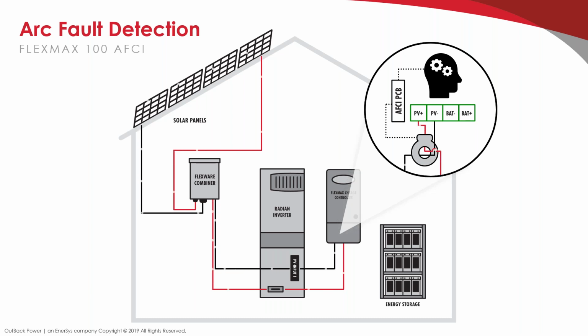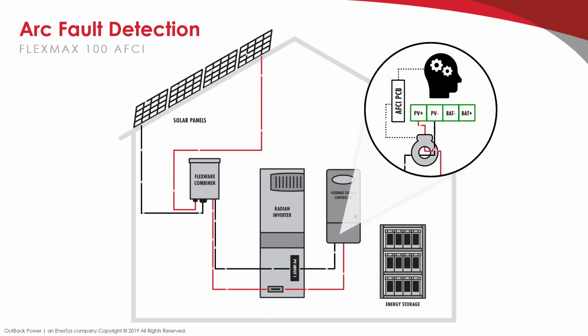We can see the current sensor coil where the PV wires pass through in the upper right hand side. That's the circular coil. That coil is connected by a small cable to the arc fault detection circuit board that we saw in the image of the wiring compartment. So that circuit board is looking out for any arc fault signal, and this was all designed and engineered in-house here at OutBack Power. So we have full understanding of how this works and the ability to troubleshoot it.